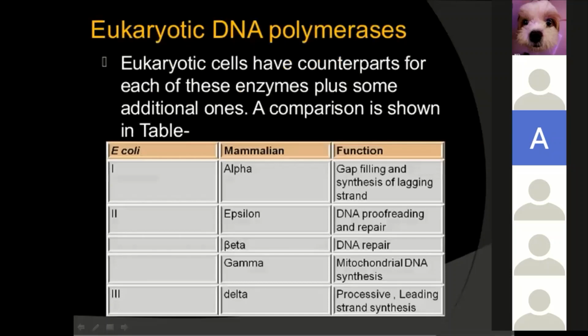As I told you, there are basically three groups only for DNA polymerases. Eukaryotic cells have counterparts for each of these enzymes, plus there are some additional ones also. In E. coli, we call it DNA polymerase 1. And in mammalian cells, it is called DNA polymerase alpha. So this also has similar functions.